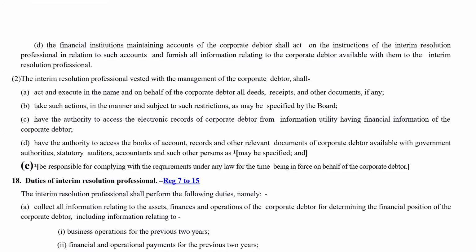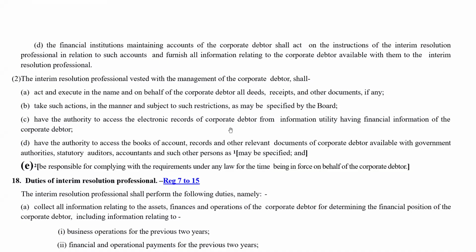Have the authority to access the electronic records of the corporate debtor from information utility having financial information of the corporate debtor. Have the authority to access the books of account, records and other relevant documents of the corporate debtor available with government authorities, statutory auditors, accountants and such other persons as may be specified. And be responsible for complying with the requirements under any law for the time being in force on behalf of the corporate debtor. So this IRP shall be responsible for complying with the requirements also.